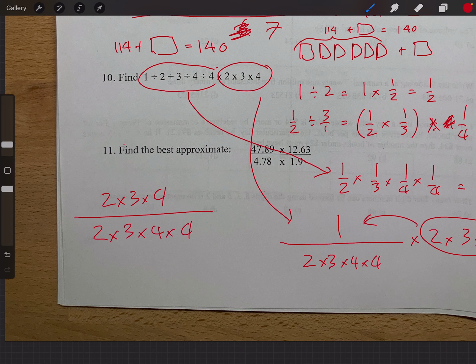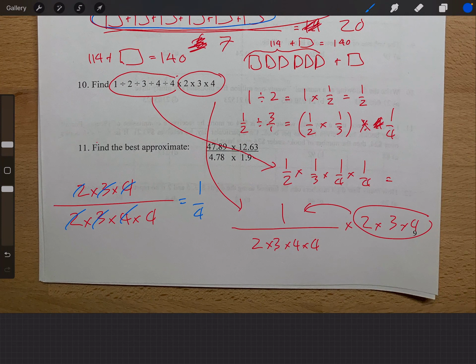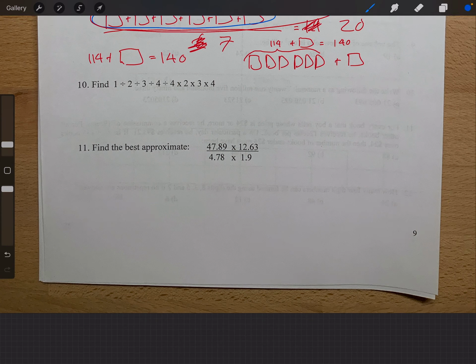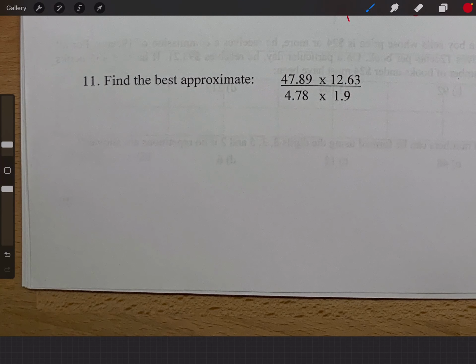We can start simplifying now. 2 gone, 3 gone, 4 gone. So the answer is 1 over 4, or you could put 0.25. Next one.